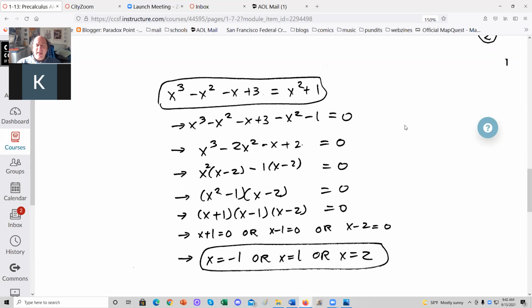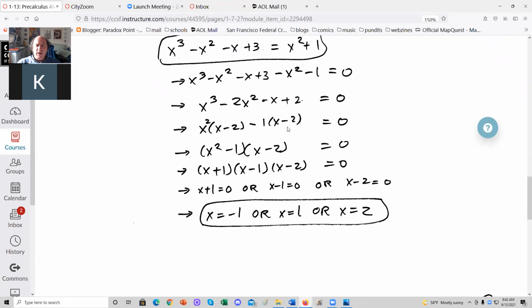Now, it so happens that this one factors by grouping quite nicely. These first 2 terms have a common factor of x squared times (x minus 2). And thus x minus 2 and minus x plus 2 differ by a sign. So we pull out a negative 1, that times (x minus 2). So x squared times (x minus 2) minus 1 times (x minus 2) equals 0. Pull out the factor of x minus 2. We get (x squared minus 1) times (x minus 2) equals 0.